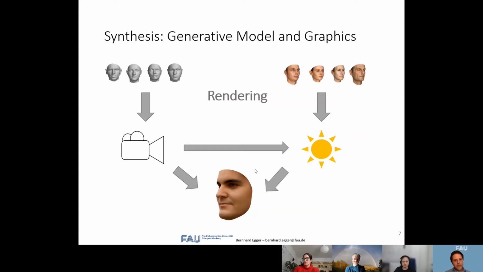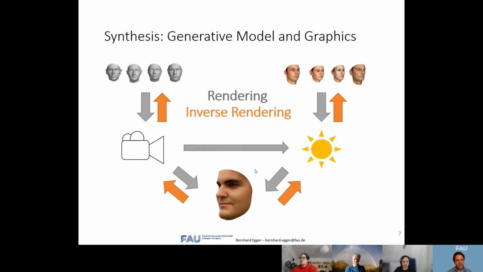And the way we would now like to solve computer vision is by basically inverting this rendering pipeline and trying to reverse all those steps. So going from the 2D image that we have, we would like to estimate the camera parameters, the illumination conditions, the 3D shape of the face or the object, and also the texture of the face and the object.